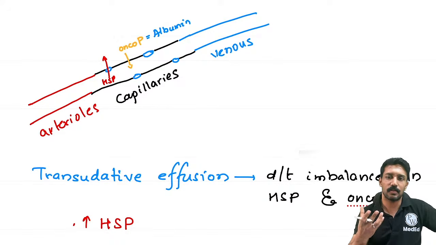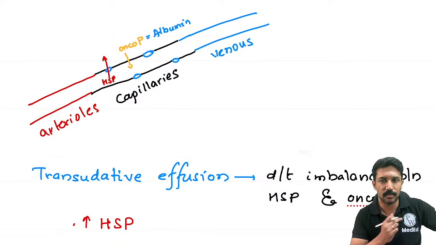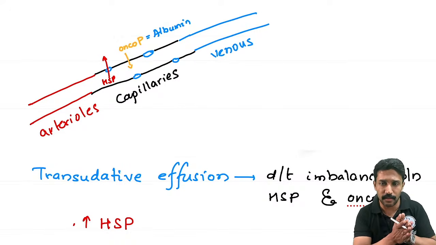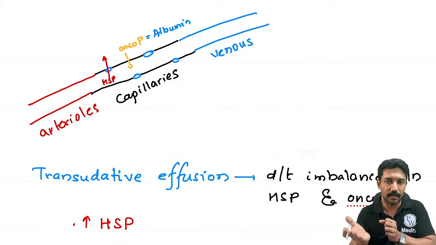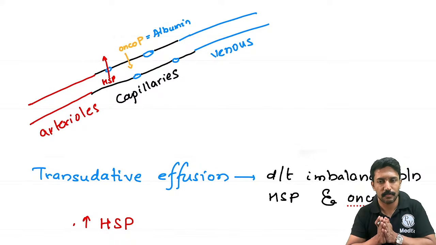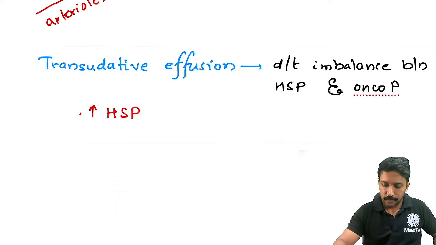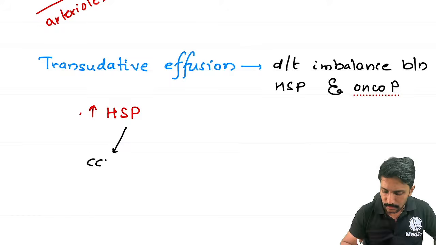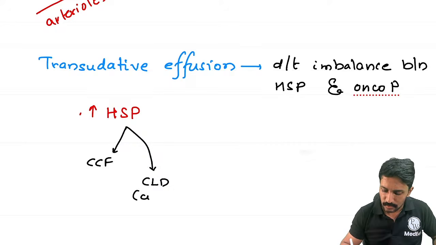Similarly, if I have cirrhosis of liver, I think we have discussed in the previous class also when we spoke about the CLD. Whenever there is cirrhosis of liver, there is portal hypertension, and again there is activation of RAS. So hydrostatic pressure can increase in conditions like chronic congestive cardiac failure, that is heart failure, then chronic liver disease or cirrhosis of liver.